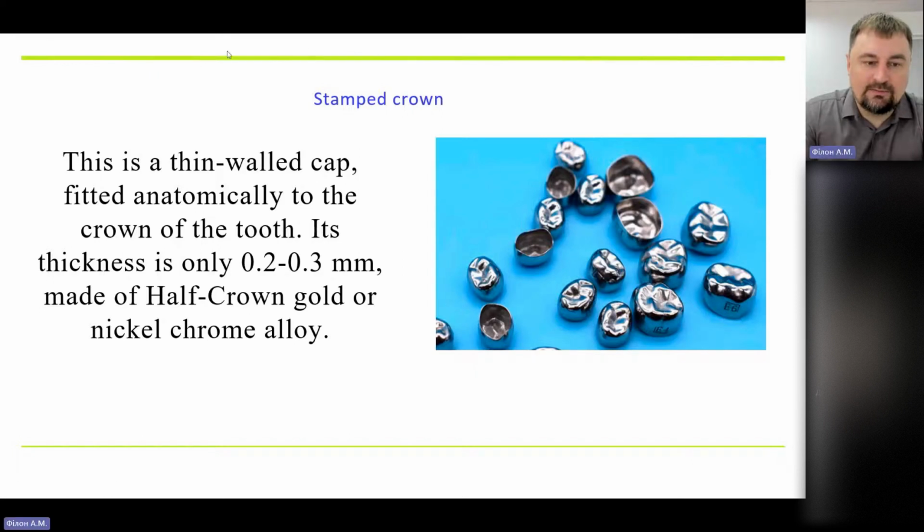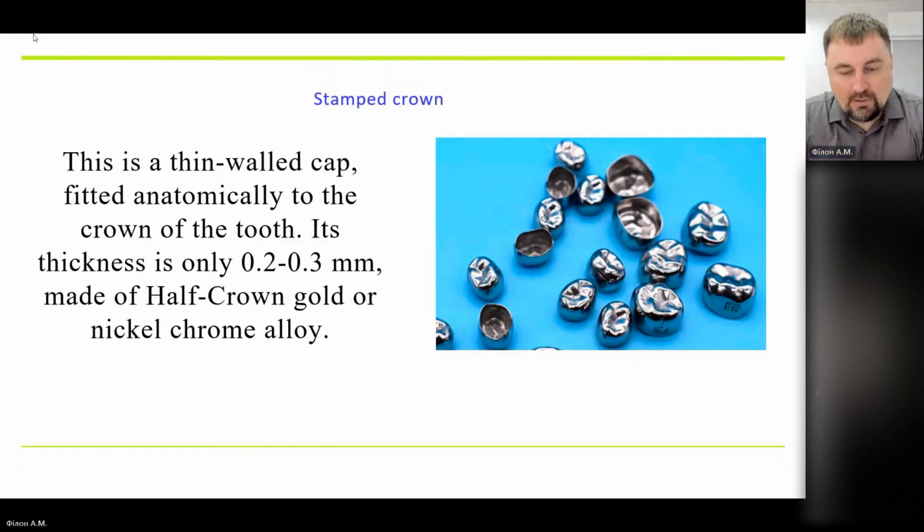Okay, stamped crowns. Stamped crowns were a very famous method of prosthetics even 15 or 20 years ago in Ukraine, and I have to explain to you why. What is this actually? This is a thin-walled cap fitted anatomically to the crown of the tooth. Its thickness is only 0.2, 0.3 millimeter, made of half crown gold or nickel chrome alloy.